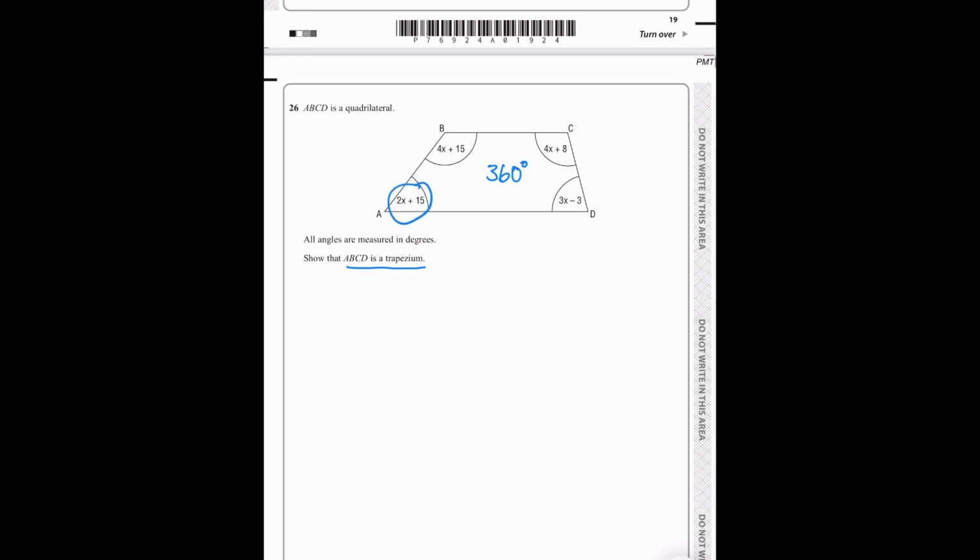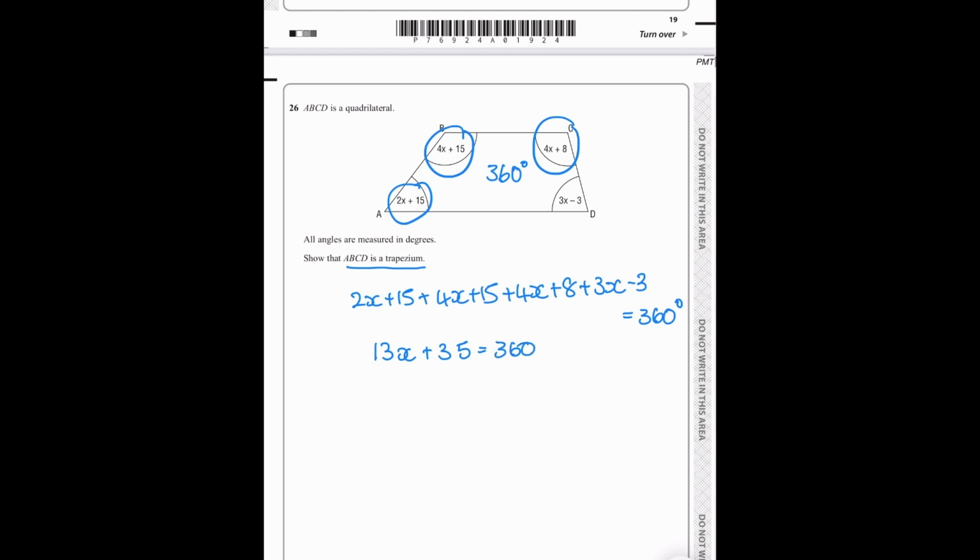So if we add these all up, 2x plus 15, add 4x plus 15, add 4x plus 8, add 3x minus 3, that is going to equal 360 degrees. If I simplify that, it's going to give me 13x, add 35 equals 360. If I subtract 35 from both sides, I get 13x equals 325, and divide both sides by 13, I get x equals 25.